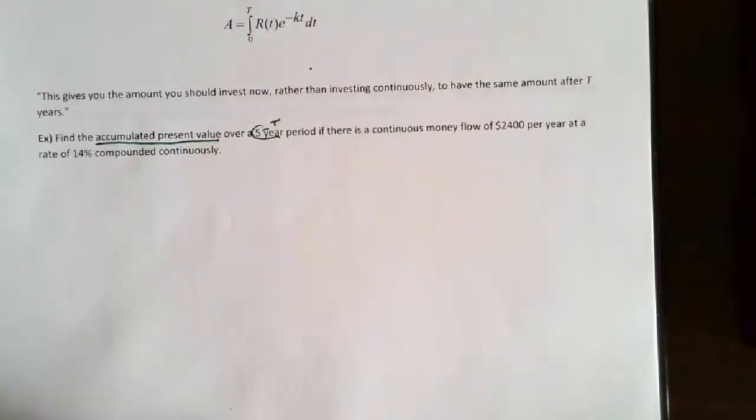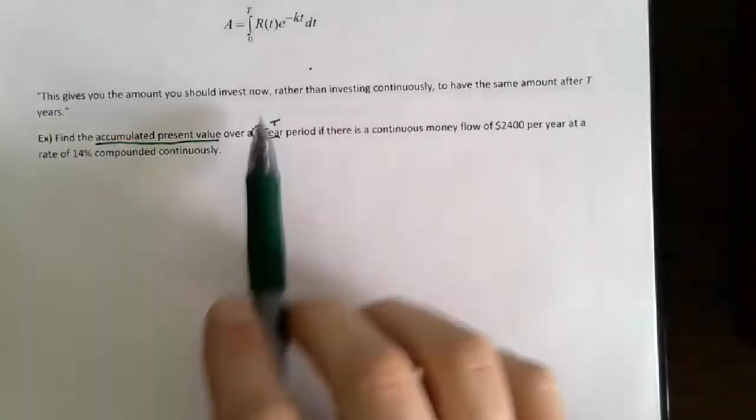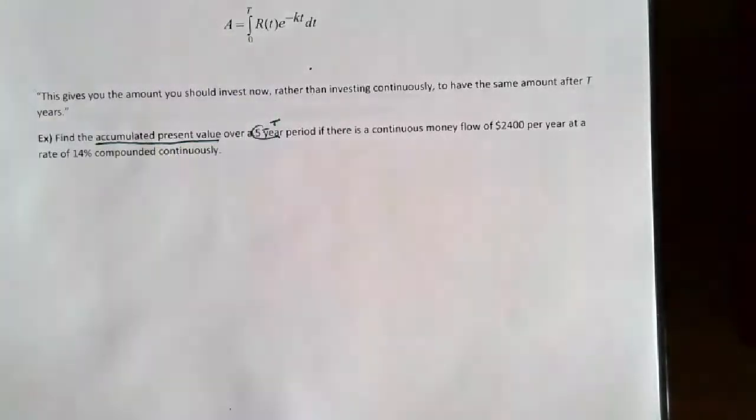So over a 5-year period, if there is a continuous money flow of $2,400 per year at a rate of 14% compounded continuously, let's take a look. So accumulated present value is telling you to use this formula here. Everything else about this is going to be the same.